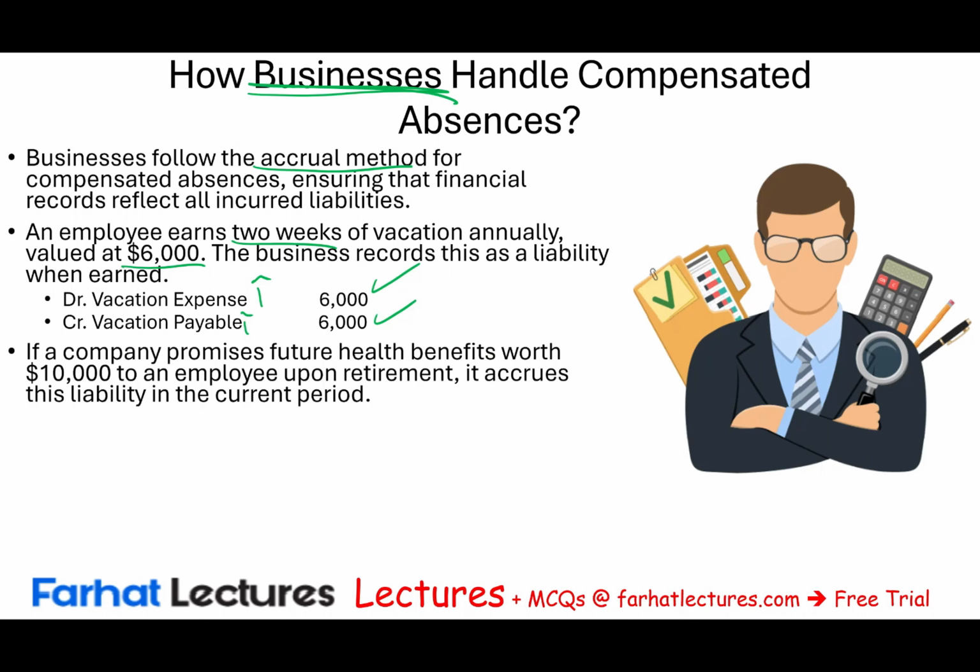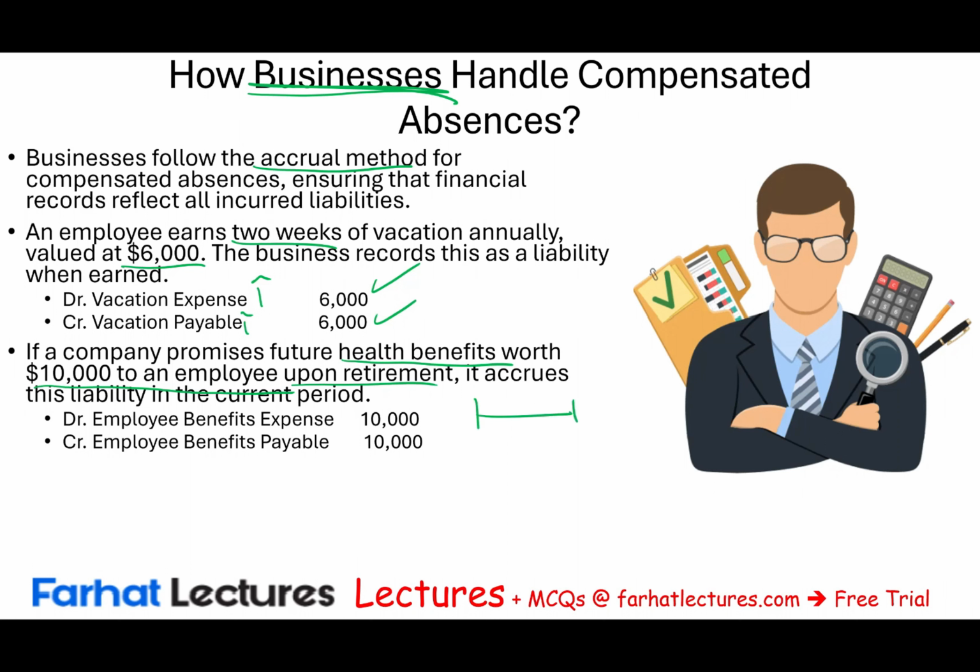If a company promises a future health benefit worth $10,000 to an employee upon retirement, let's assume you work for a company now and they promise to pay you $10,000 per year for health benefits when you retire in 15 years. Well, since you earned this year, you worked that year, they have to accrue it now. Therefore, they will debit an expense now, they will credit a payable. Let me show you what I'm referring to here because I want to make the point before we move into the governmental. For private businesses, let's assume this is year one. You started with this company year one, year two, all the way, and you're going to be retiring at year 15, so 15 years later.